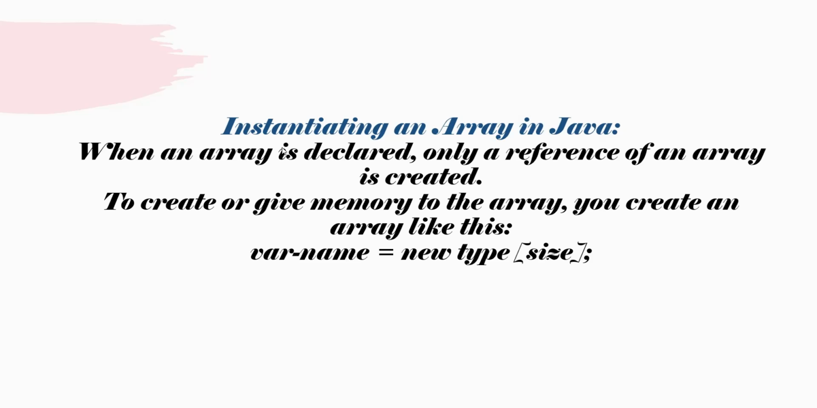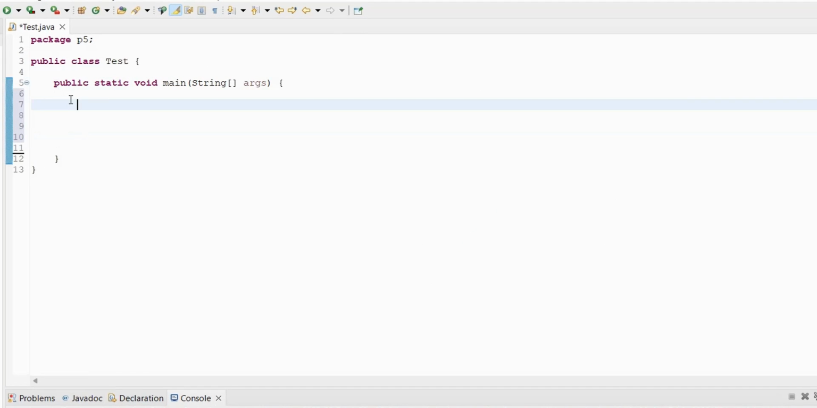So how to instantiate an array in Java? When an array is declared, only a reference of an array is created. To create or give memory to the array, you can create an array like this: variable name, followed with a new operator, the data type, and then the size. So let's see this with an example. There are various ways you can create an array in Java.